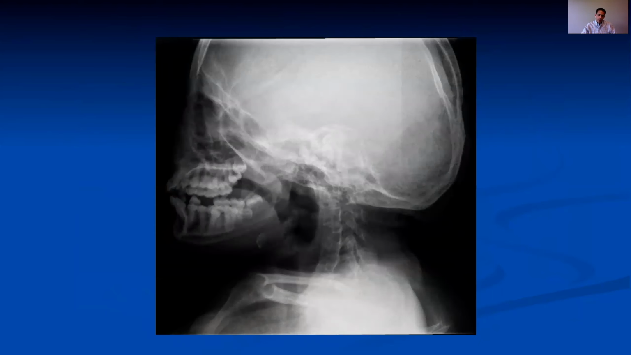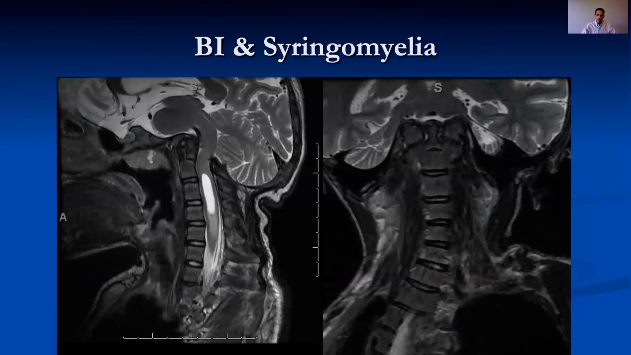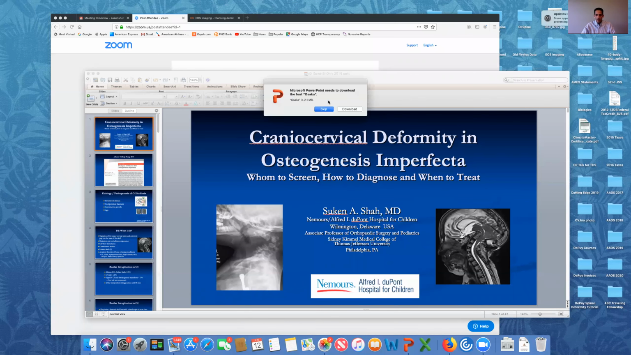So this is a previous x-ray you saw with the platybasia and the severe impression, and you can see this is the MRI that goes along with that.